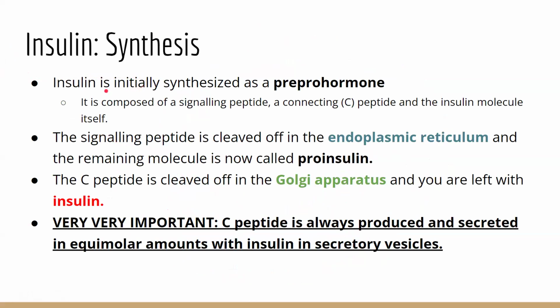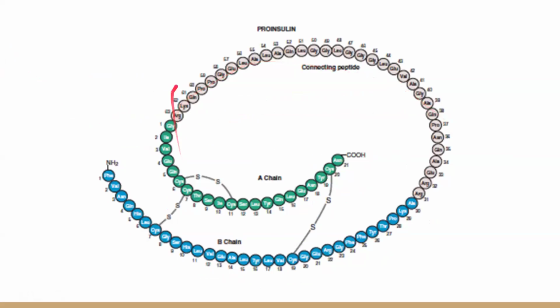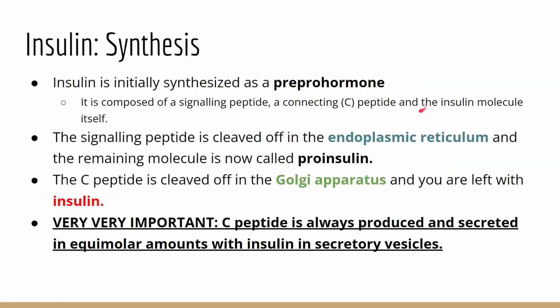Insulin is initially synthesized as something called a pre-pro hormone. This pre-pro hormone will contain a signaling peptide, a connecting peptide, and the insulin molecule itself. What we saw here is a pro hormone. We'll see what it means in a second.